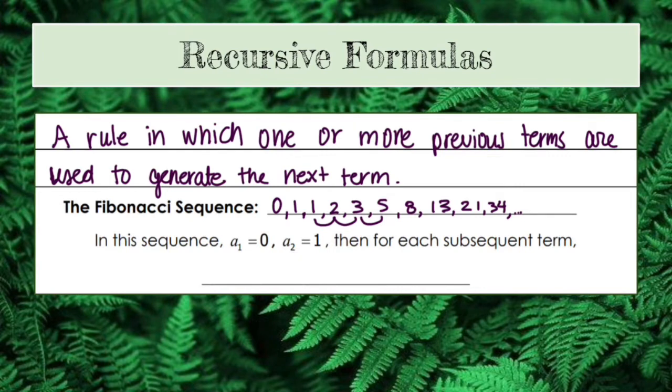Then for each subsequent term, so the terms after that, A sub n is equal to A sub n minus 1 plus A sub n minus 2. Now, this looks a little confusing, but let's think about this. If we're looking for this term, we're going to add the term that was 1 before it to the term that was 2 before it. So if we're looking for this term, we want to add the term 1 before it and the term 2 before it. So 5 plus 8 is 13.